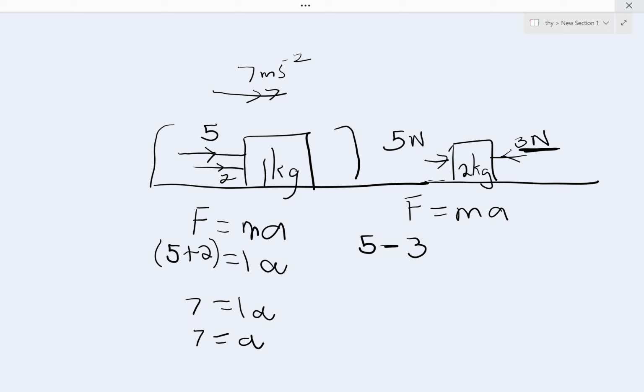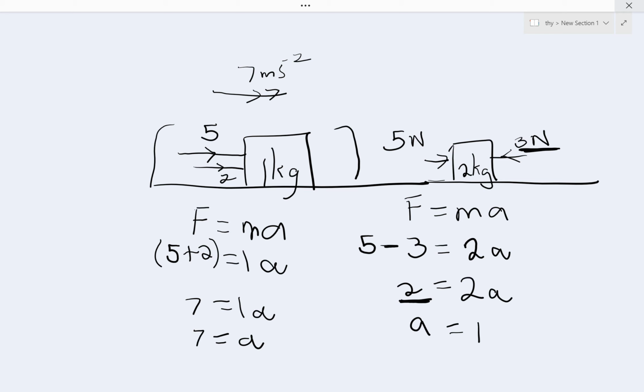Why? Basically, because they're in opposition to each other. So 5 minus 3 is equal to 2 times a. So 2 is equal to 2 times a. So we see here that the total force is 2, right? And then the a will be equal to 1. So it's going to speed up at 1 meter per second per second in a certain direction.